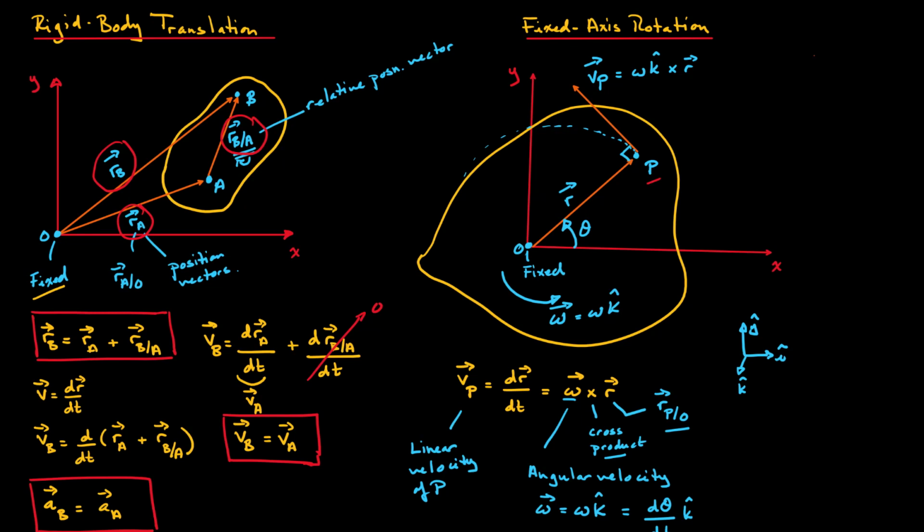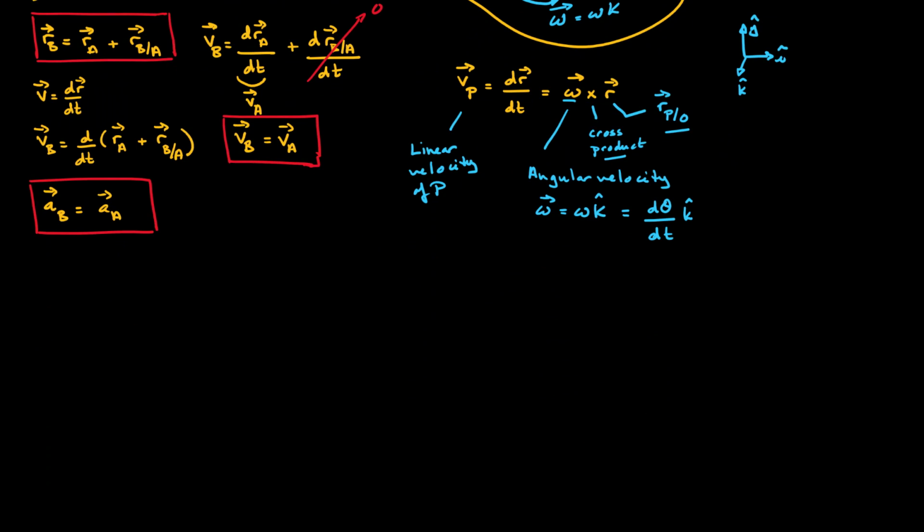Let's extend this to acceleration. So what we will have to do is differentiate the velocity of point P with respect to time. So the acceleration is the time rate of change of the velocity vector, which we've defined as omega crossed with r.